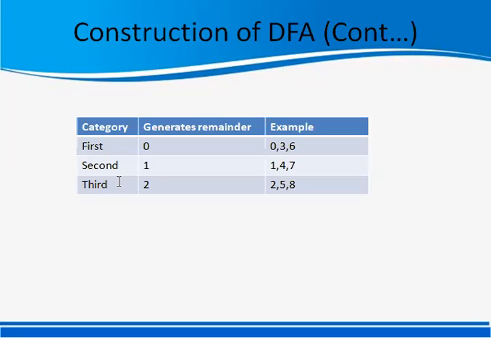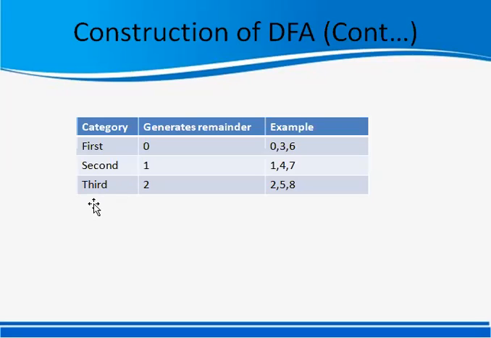Now, in order to draw the minimal DFA, we will have three states in our state transition diagram. The first state will represent the set of all strings that generate remainder as 0. The second state will represent the set of all strings that generate remainder as 1. The third state will represent the set of all strings that generate remainder as 2.